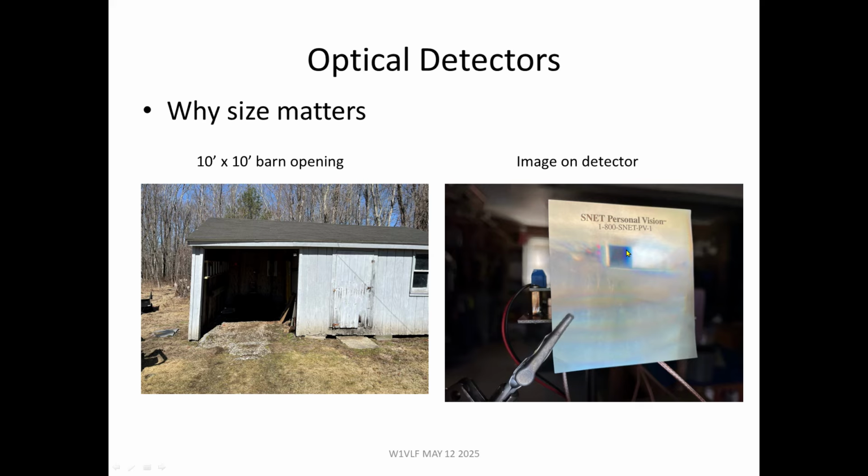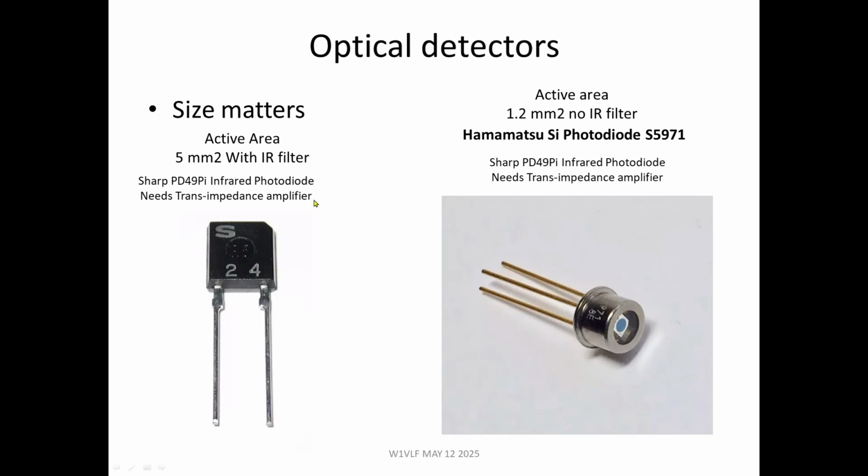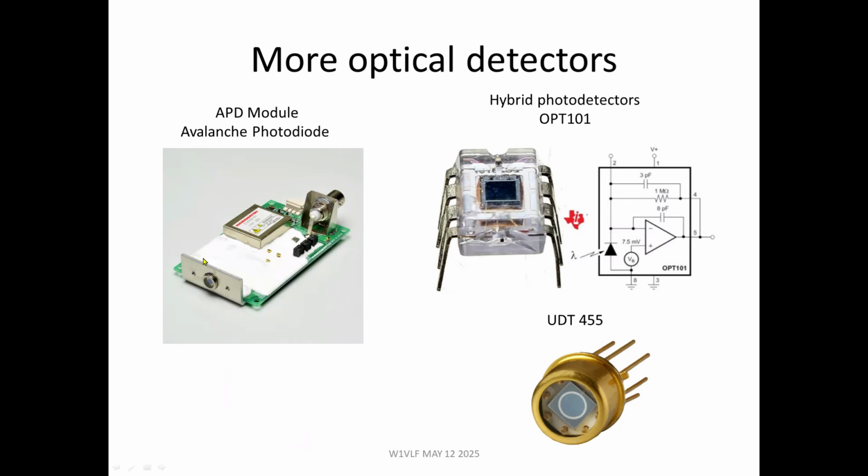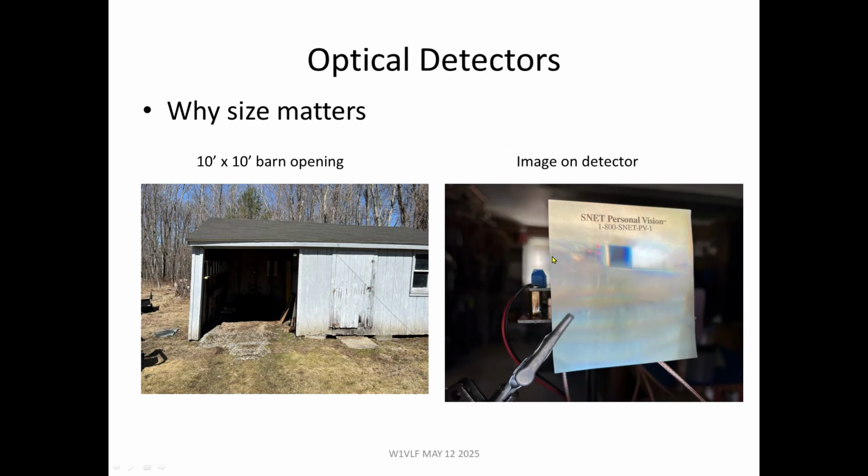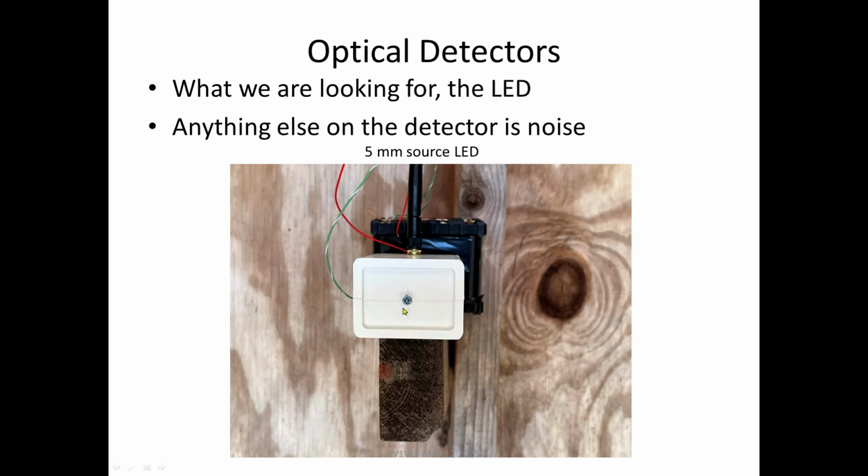And if you look here is the image projected on a piece of paper. Look at that square image, and let me go back. That square image is the same size as this. And why does that matter? Because all of this is noise. All of this is noise. The only thing I really want to receive is this, which is that tiny little dot in the very middle of the barn. That's my weak signal source.